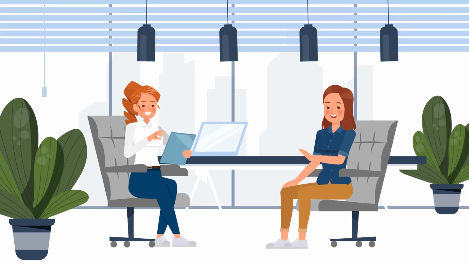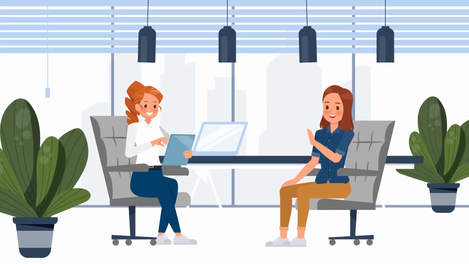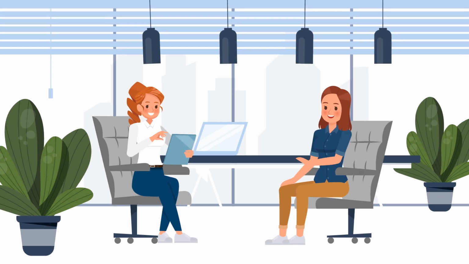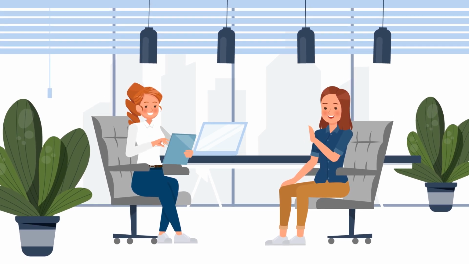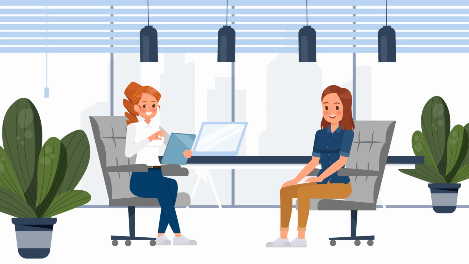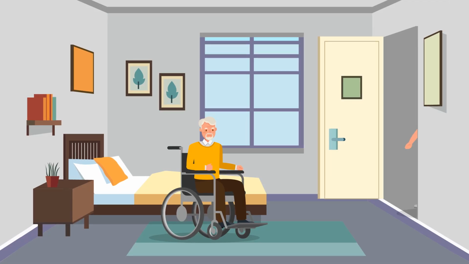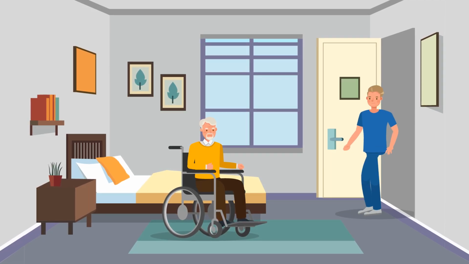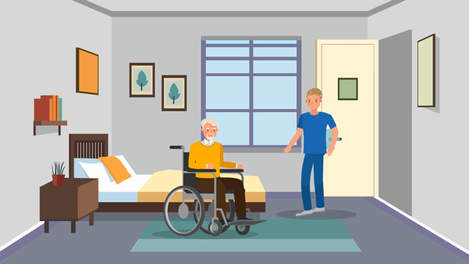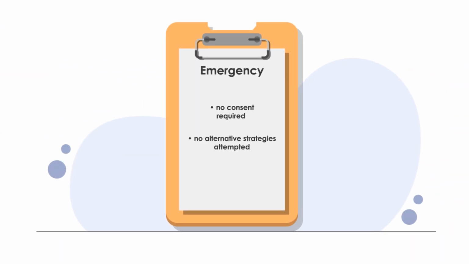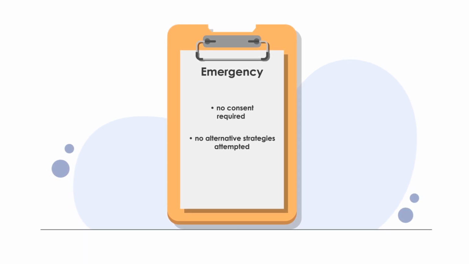3. Obtain consent to the seclusion from the resident or the resident's restrictive practices substitute decision maker if it is determined that the resident cannot make their own decisions. 4. Monitor the resident while the seclusion is in place to assess whether the restraint should be reduced or stopped. In emergency situations, trying alternative strategies and obtaining consent is not required at the time of the emergency.